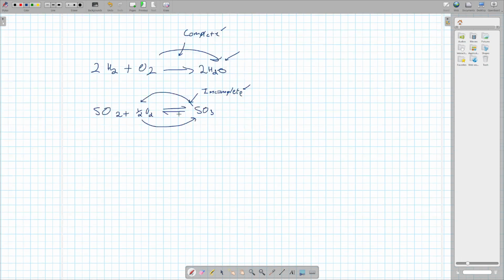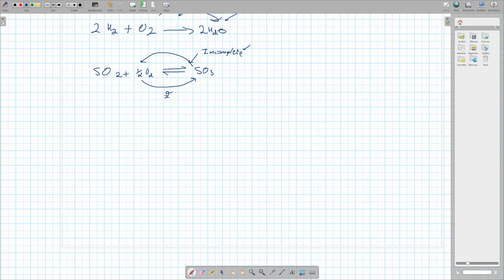What are these conditions called? This is what we call equilibrium. It's going to keep on going left and right until it reaches equilibrium. The definition of equilibrium is the constancy of macroscopic properties in a closed system.